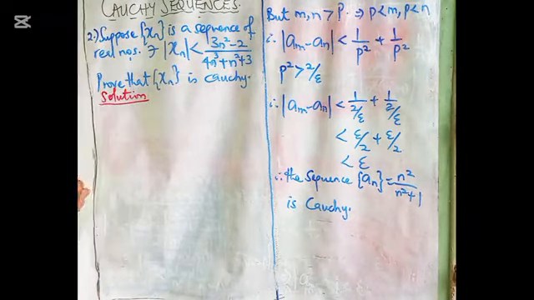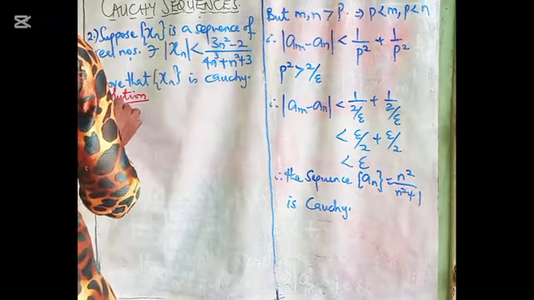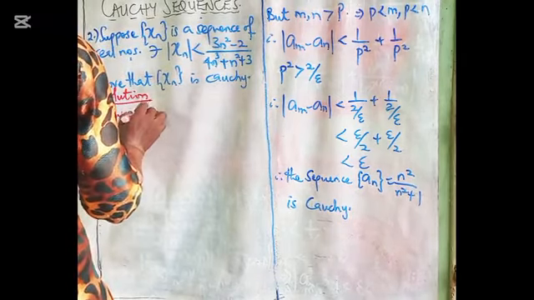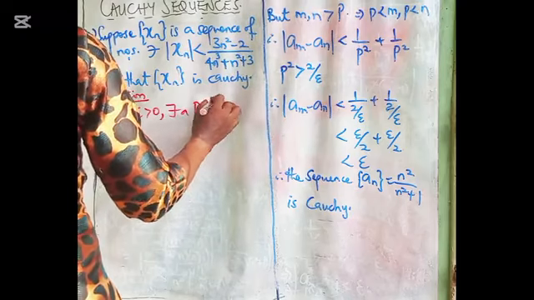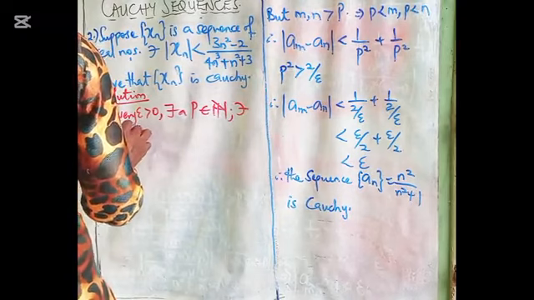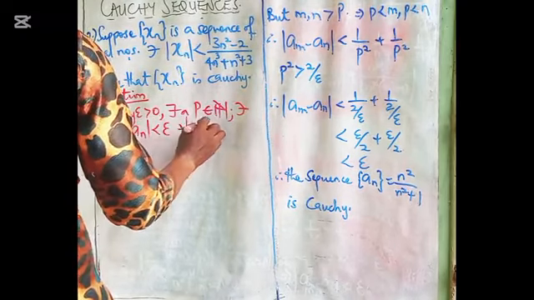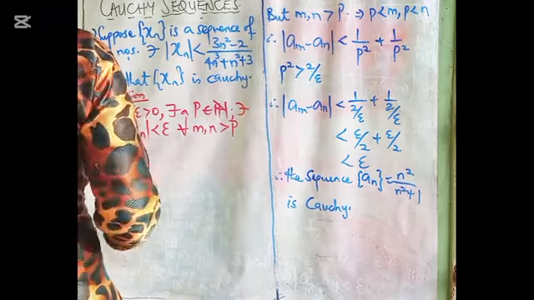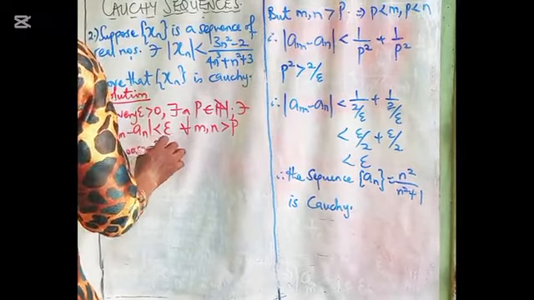Again, we recall that a sequence is Cauchy if for every epsilon greater than 0, there exists a p belonging to the set of natural numbers such that the absolute value of a sub m minus a sub n is less than epsilon for all m, n greater than p. So the first thing we want to do is to choose our p.